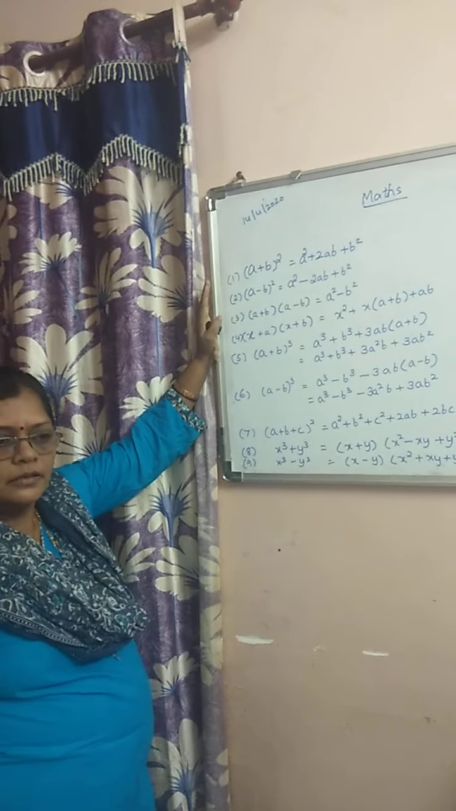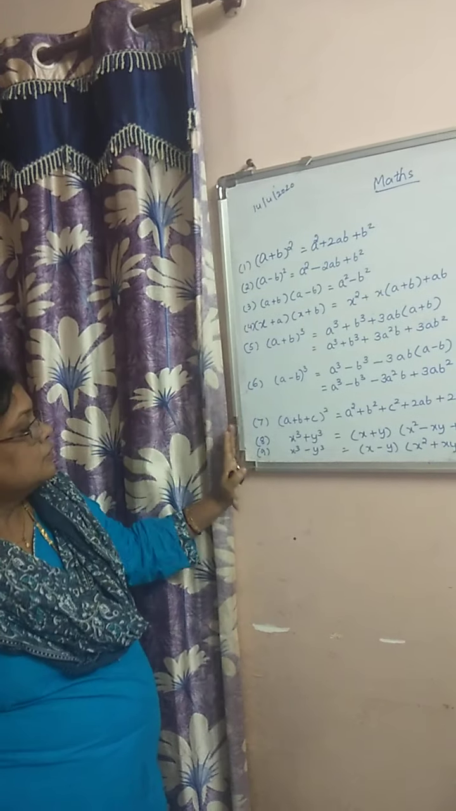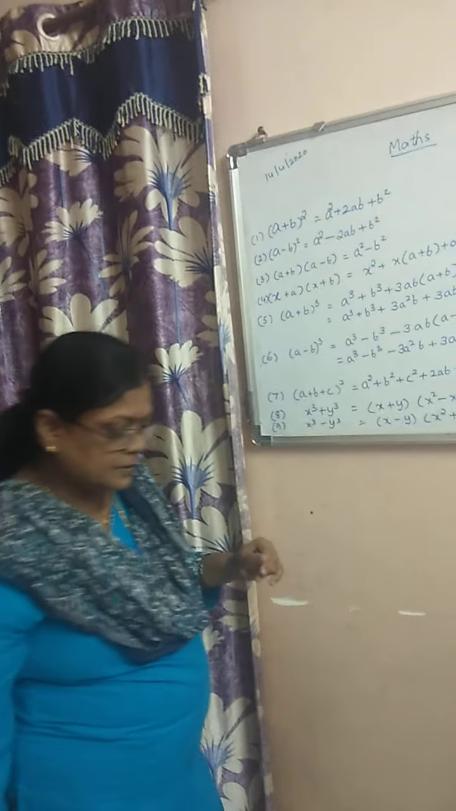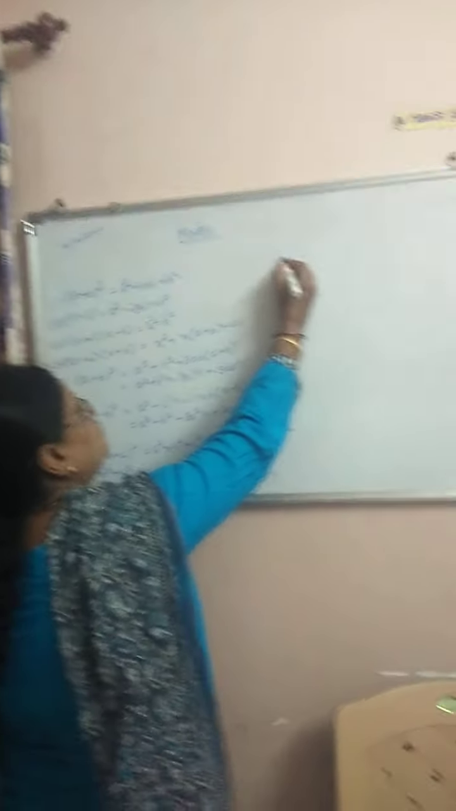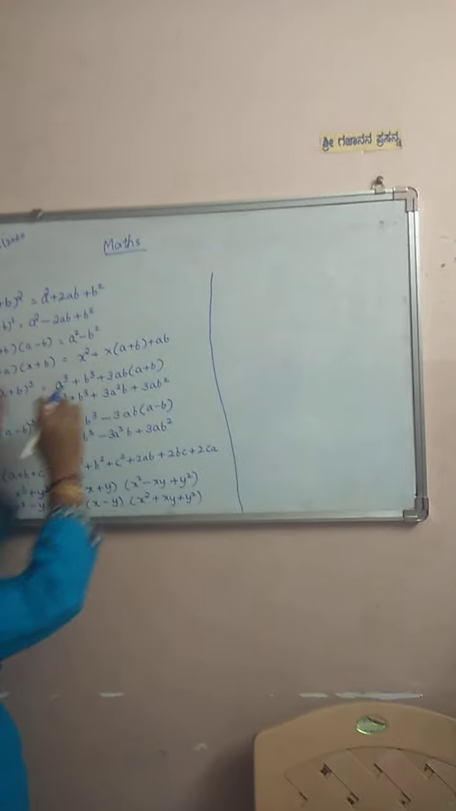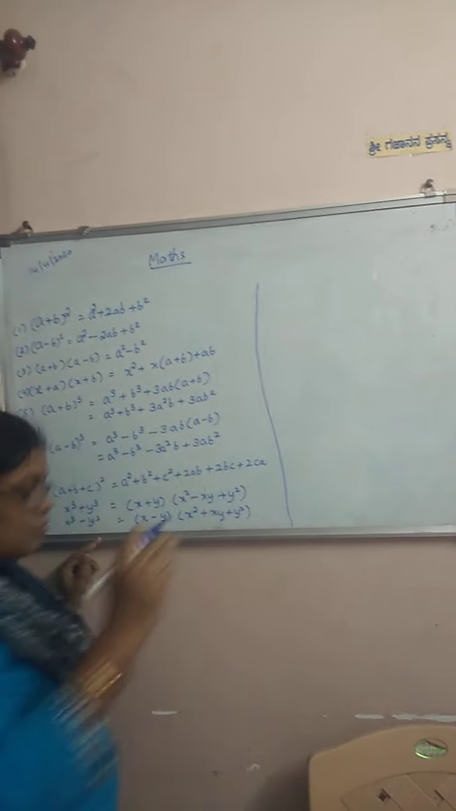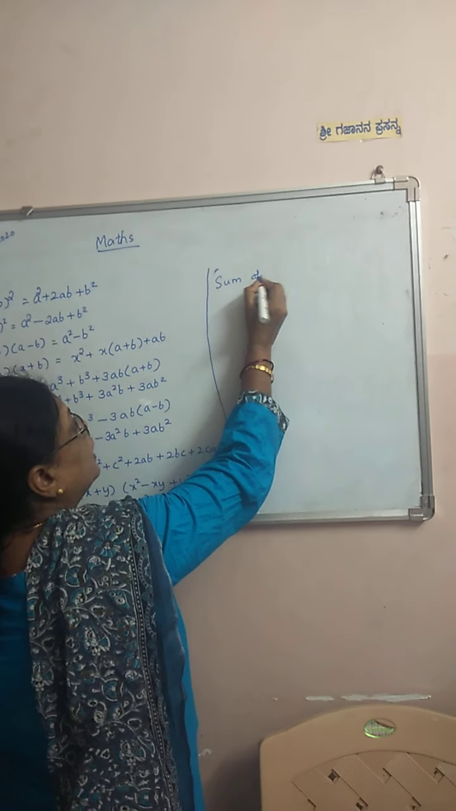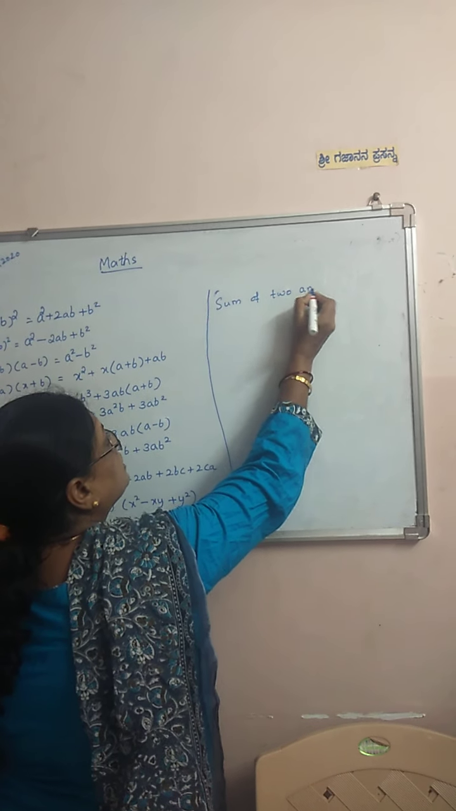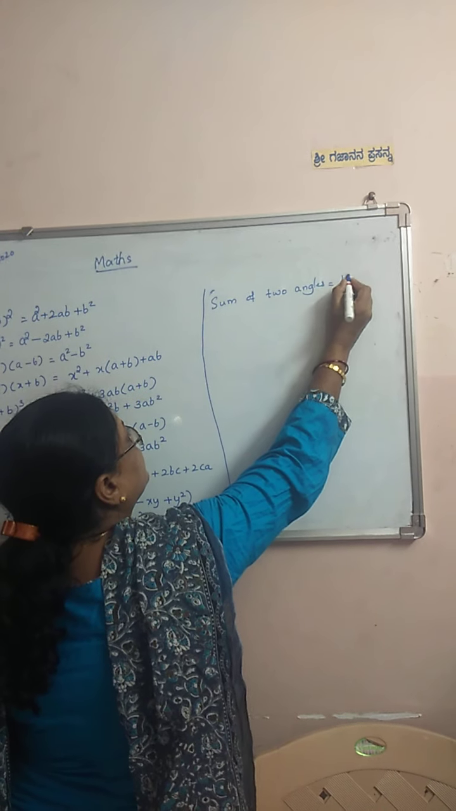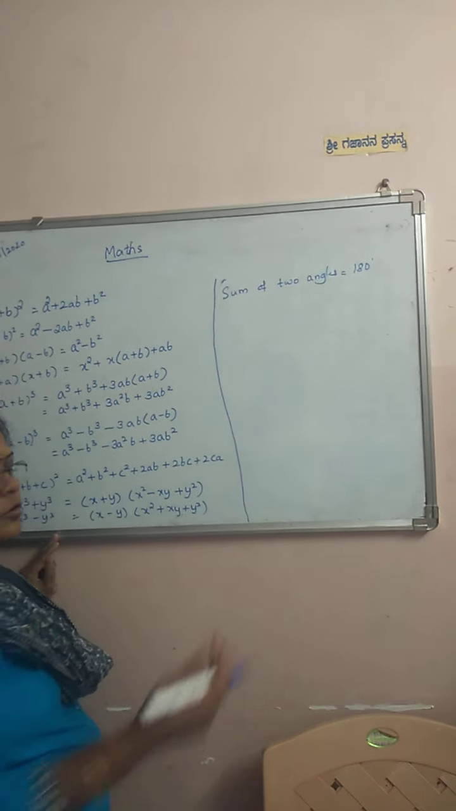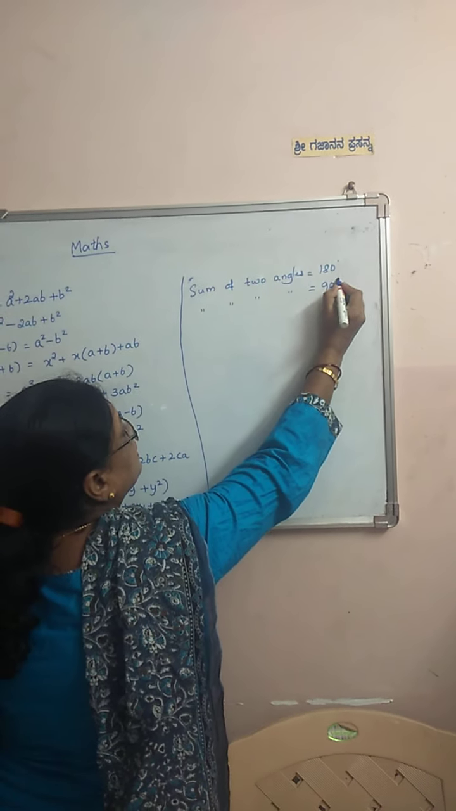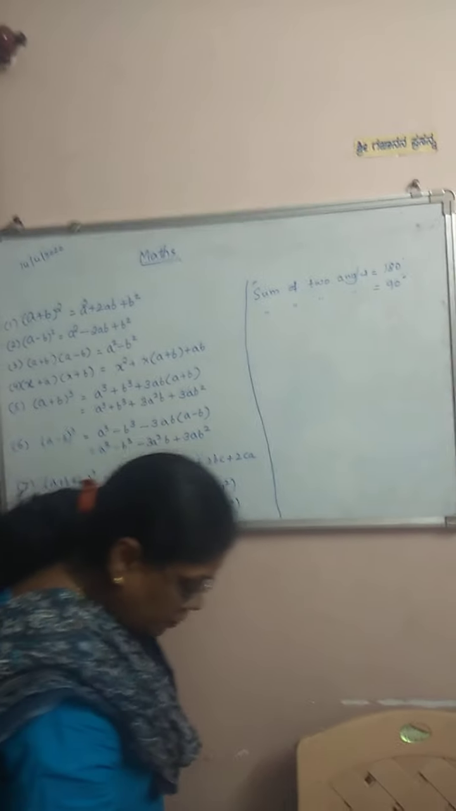Just recall this, and you have to learn all these formulas today, because we are going to use them in your upcoming lessons. Then we have to learn some more basics. These are all about the basic identities only. Now what is a supplementary angle? Supplementary angles means the sum of the two angles equals how much? Equals 180 degrees. Next, we will learn the complementary angles. Sum of two angles equal to how much? 90 degrees. Then these angles are said to be complementary.